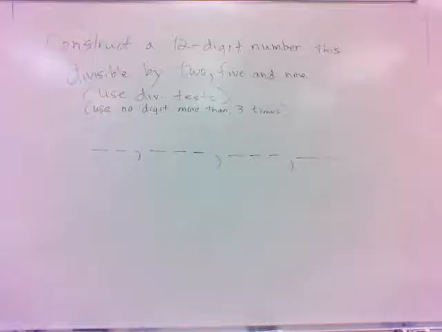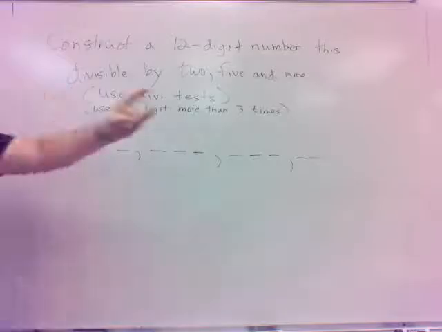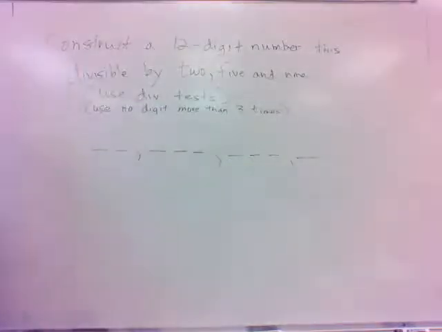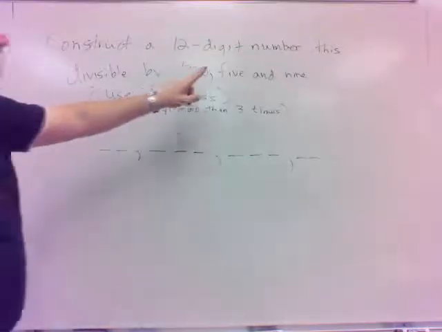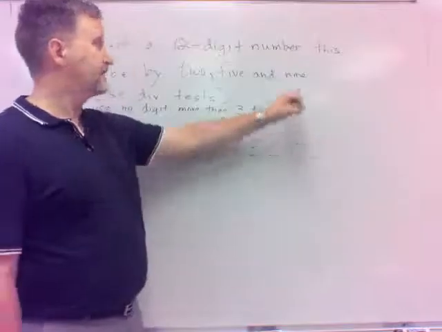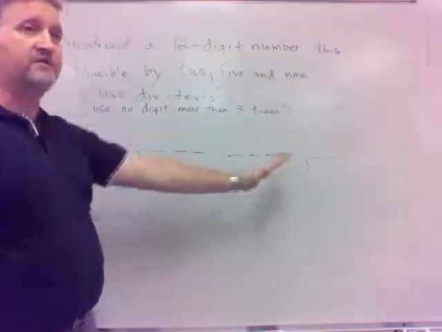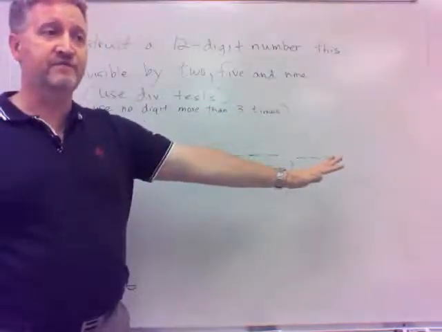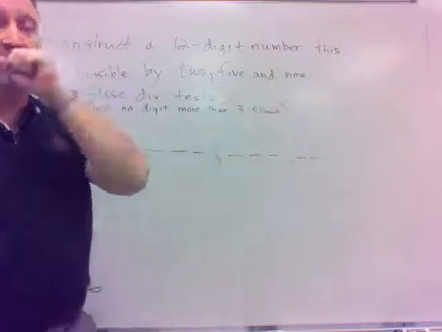The easy one. Now if I use the test, what is the test for 2? It has to end in a number 0, 2, 4, 6, or 8. What's the test for 5? Has to end in a 0 or a 5. And the test for 9, all the digits add up to be something divisible by 9. That's the easy way to go here.